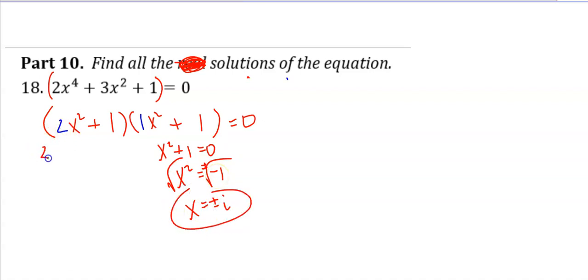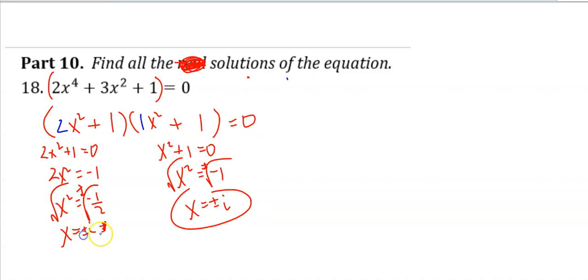So if this one equals 0, 2x squared plus 1 equals 0. So 2x squared equals -1. So x squared equals -1/2. Take the square root of both sides. Don't forget plus or minus. x equals i plus or minus i, I guess, root 1/2. You could probably simplify that a little bit if you wanted to.